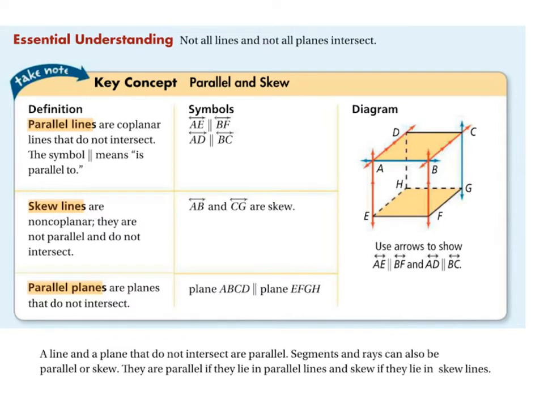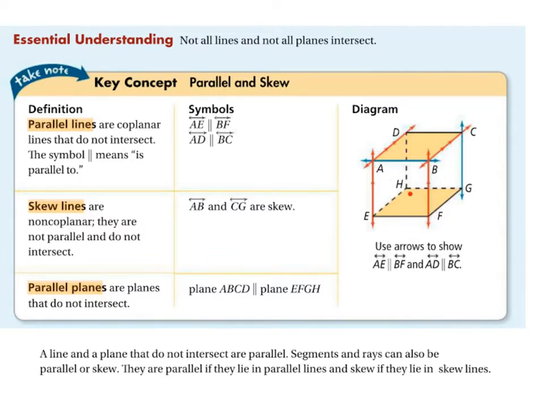All right, so we're back to lines and planes and all of that. Not all lines and not all planes intersect. You might have parallel lines. They're coplanar, they're all in the same plane. That's the first thing that we start. They're all in the same plane, and then this symbol means they do not intersect or they're parallel to. Line AE here, and line BF, they're parallel.